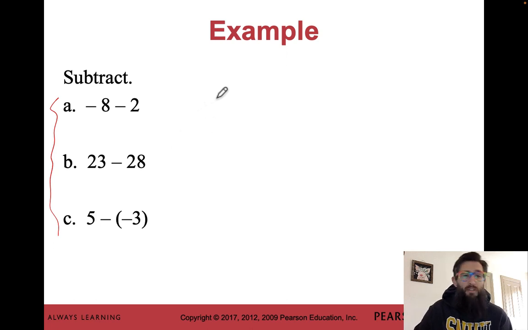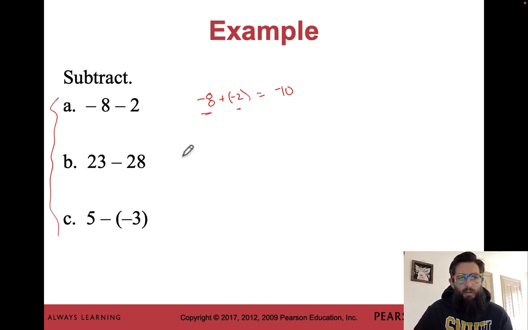All right, chances are you didn't pause it. That's okay. But here we've got -8 plus a -2, because anytime we're subtracting, we're adding the opposite. Since this is negative and this is negative, the sum is going to be -10.